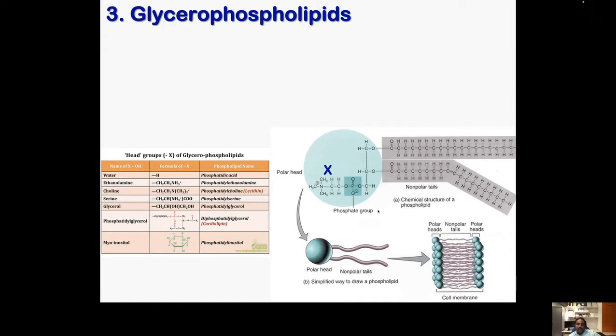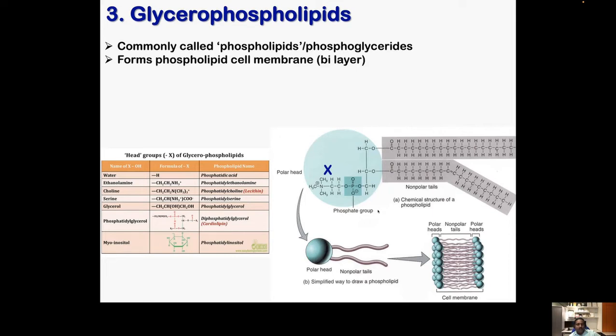They are called glycerophospholipids, which means they have a glycerol group plus a phosphate group, and it's a lipid molecule. They are commonly called phospholipids or phosphoglycerides. Most of the time they are called phospholipids, and they form our phospholipid cell membrane. As I mentioned in the previous video, our cell membrane is made up of a phospholipid bilayer, so it's two layers of phospholipids. These lipids are the predominant component of our cell membranes.